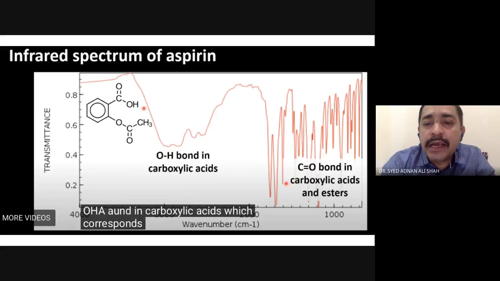And then here are two peaks of carbonyl. One carbonyl is because of the carboxylic acid. The second carbonyl is because of this acetyl group, the peak is this one. So there will be two carbonyl peaks, and only one hydroxyl group.